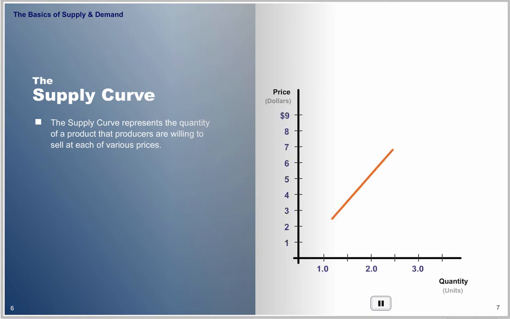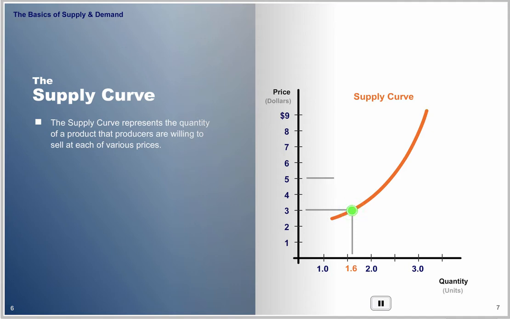Now, let's take a look at the supply curve, where the supply of a particular product is the quantity of the product that producers are willing to sell at each of various prices. For example, let's start at a price of $3 and move to the right to the supply curve and then down to discover that at that price, producers would be willing to supply a quantity of approximately 1.6 units.